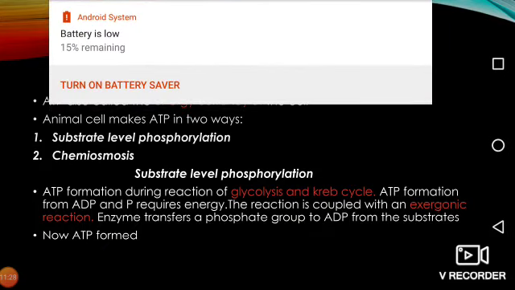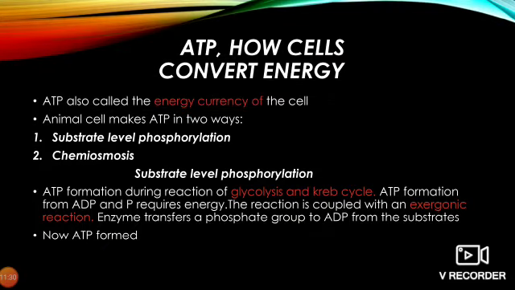The next one is about ATP and how cells convert energy. As we all know, ATP is also called the energy currency of the cell, and animal cells make ATP in two ways: substrate level phosphorylation and chemiosmosis. Substrate level phosphorylation is ATP formation during the reactions of glycolysis and the Krebs cycle. ATP formation from ADP and P requires energy, and the reaction is coupled with an exergonic reaction. Enzymes transfer a phosphate group to ADP from the substrates. So now ATP is formed.